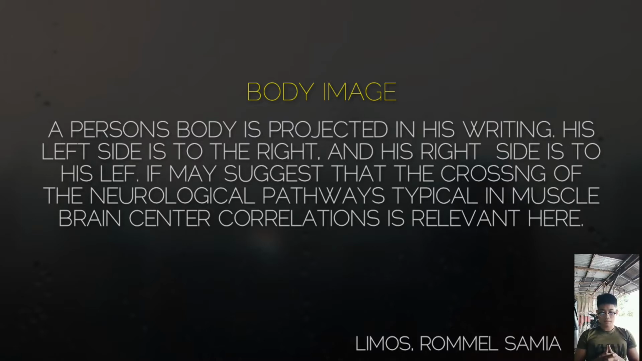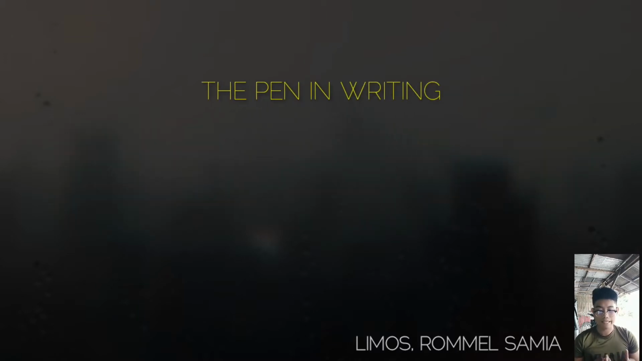So yun sabi dito, ang katawan daw ng isang tao, yun ang ginagamit natin sa pagsulat. Then meron tayong neurological pathways na siya yung nag-uutos sa brain natin para mag-execute yung katawan natin upang magsulat. Okay, next, the pen in writing.